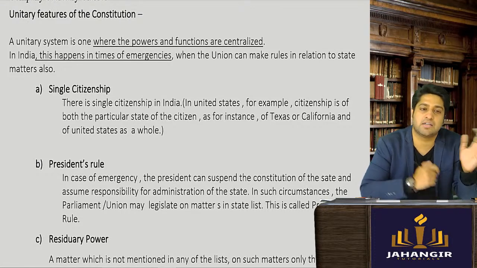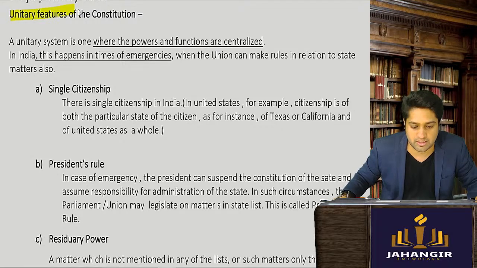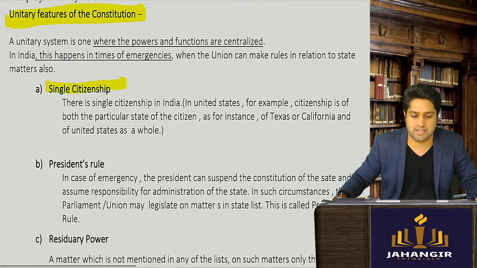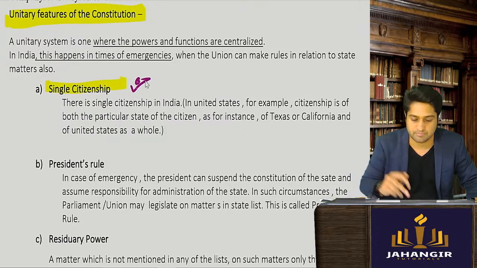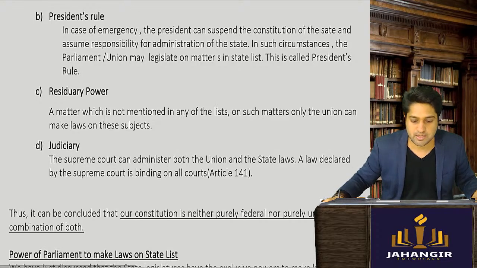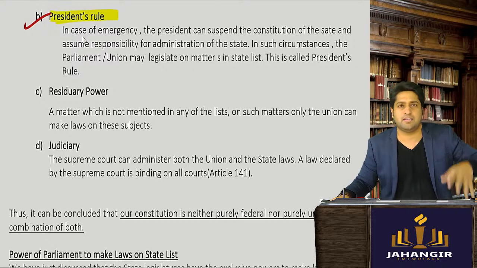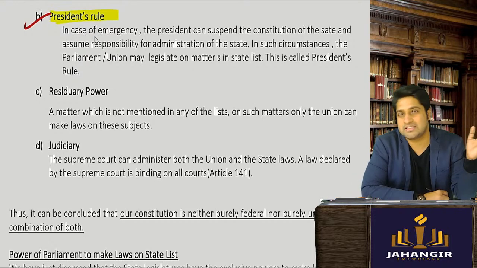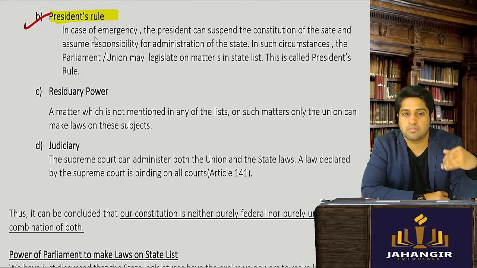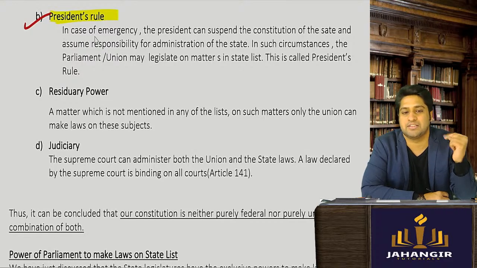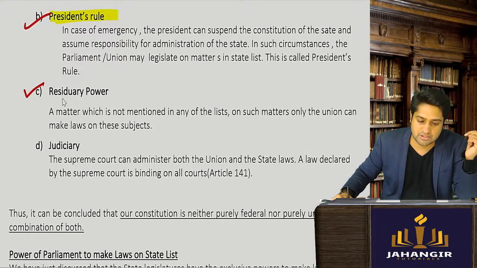Now we will see certain unitary features of the constitution. Single citizenship. In India we have only single citizenship, whereas in Canada you can have dual citizenship. Precedence rule. Precedence rule means what? That at certain times, when there is external aggression or war, emergency rules can be declared where all the powers will be united in the hands of the president.